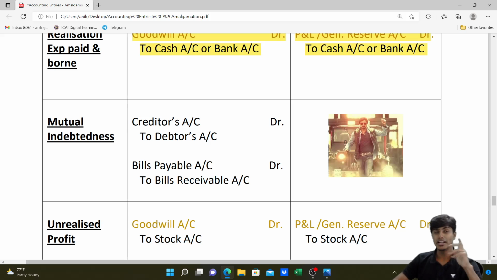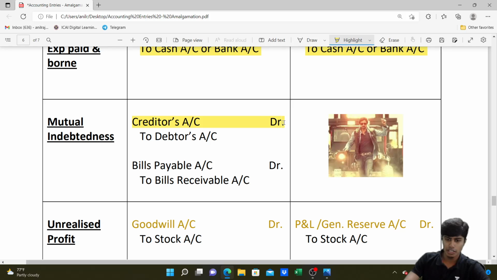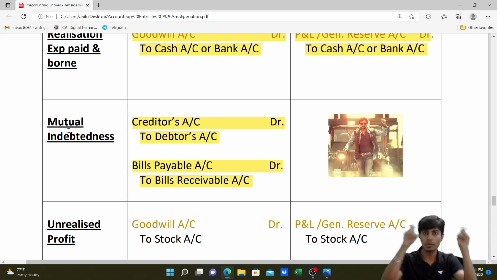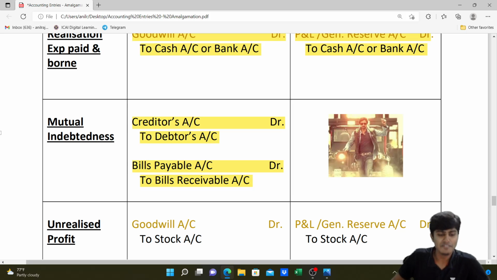To decrease the liability, we debit it. To decrease the asset, we credit it. So the entry will be creditors account debit to debtors account, or bills payable account debit to bills receivable account. Have a look. So this is for mutual indebtedness. When one company owes money to the other before amalgamation and they get amalgamated, it will be shown as debtor as well as creditor, asset as well as liability, which has to be written off, which we are doing rightly.